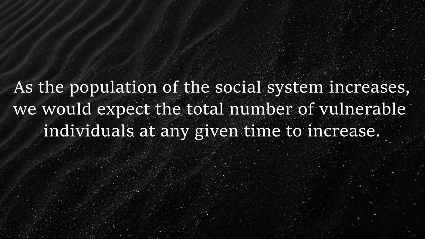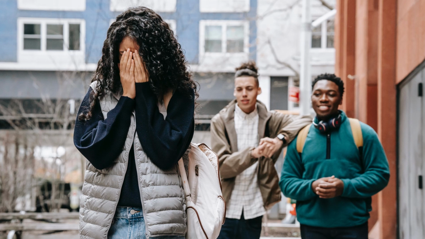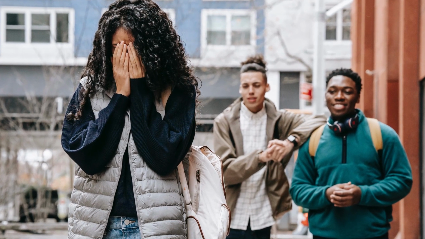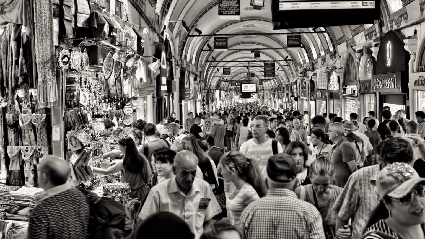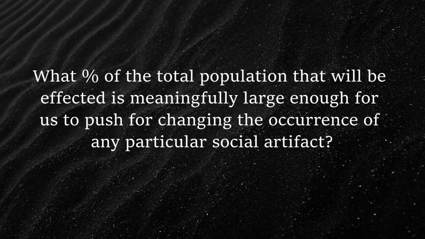As we increase the population, we increase the number of actors who could at any moment possibly be vulnerable. Therefore, again, we must weigh out the risk there might be some percentage of individuals who are vulnerable at any given moment in time, especially when the social system includes a very large and diverse population. The hard question is as follows. What percentage of the total population that will be affected is meaningfully large enough for us to push for changing the occurrence of any particular social artifact?